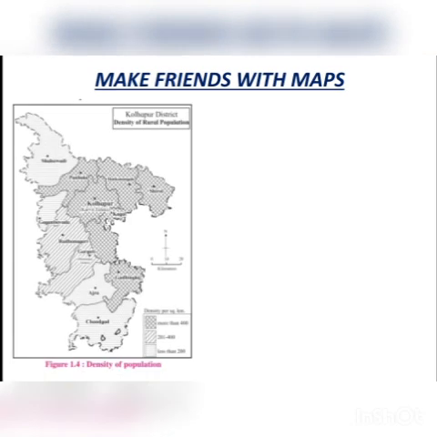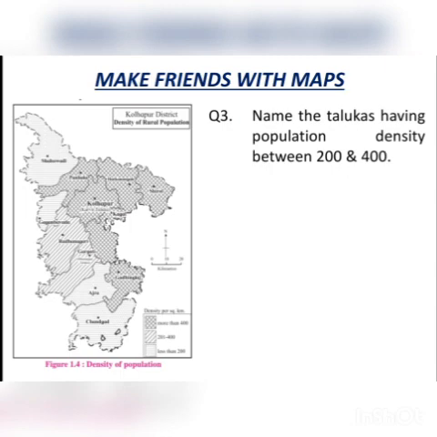Next question. Name the talukas having population density between 200 and 400. The 200 to 400 shade is in the second last box of the index. This shade we will find on the map, to see which taluka has it. The first one is Radhanagari and the second one is Gargoti.